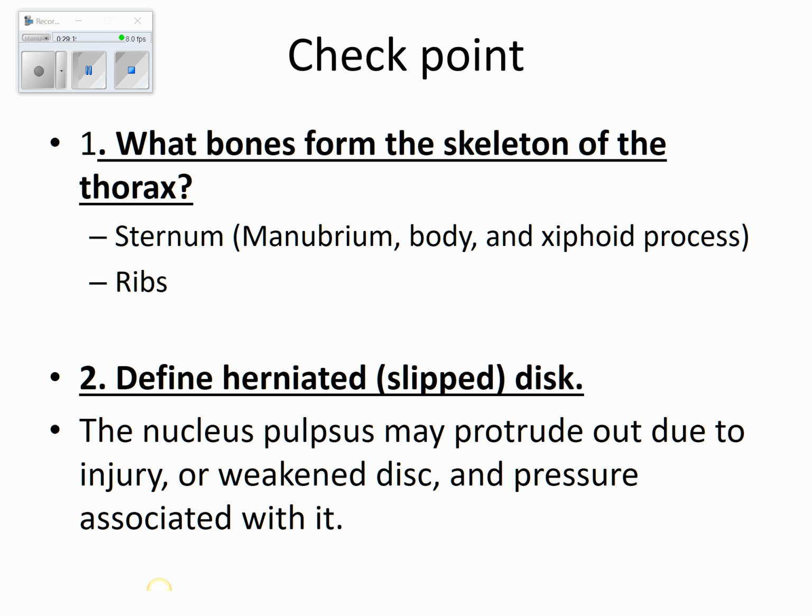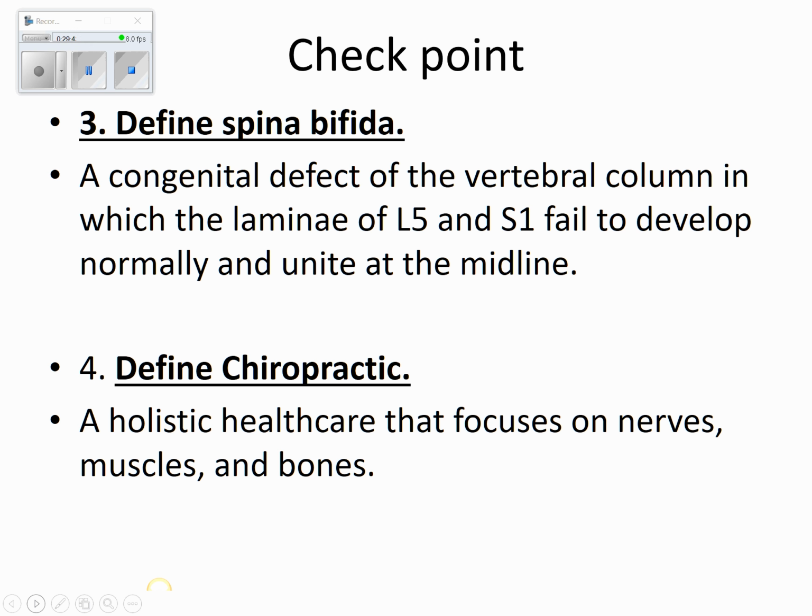So what bones form the skeleton of the thorax? It's your sternum, manubrium, body, and xiphoid process, and then also the ribs. What is a herniated or slipped disc? That's when the nucleus pulposus may protrude out due to injury or a weakened disc and the pressure associated with it. Spina bifida is a congenital defect of the vertebral column in which the lamina of the L5 and the S1 fail to develop normally and unite at the midline.